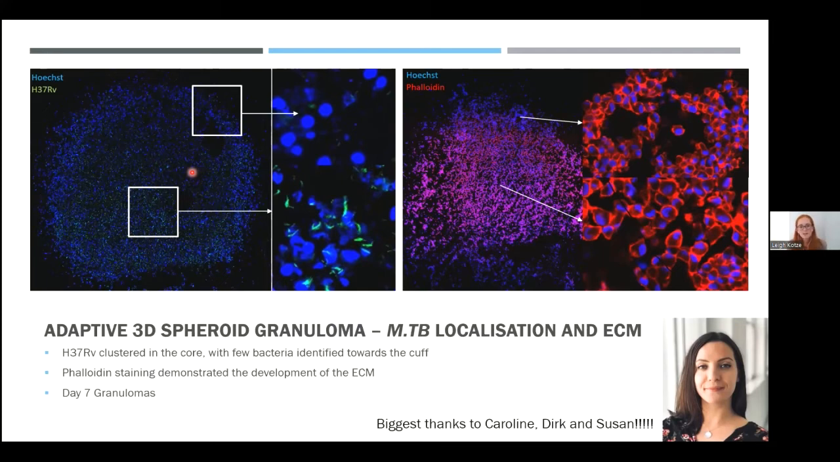And I would just like to thank Caroline from the Immunology Research Group for all her help with this microscopy, as well as Dirk and Susan from the UCT Imaging Facility. A lot of optimization went on in the background to get to this point, and without them, we would not have been able to do this for sure.